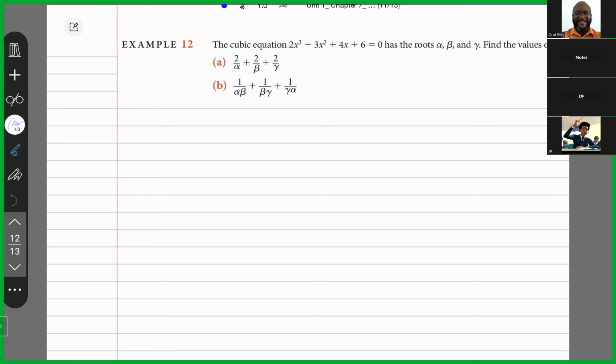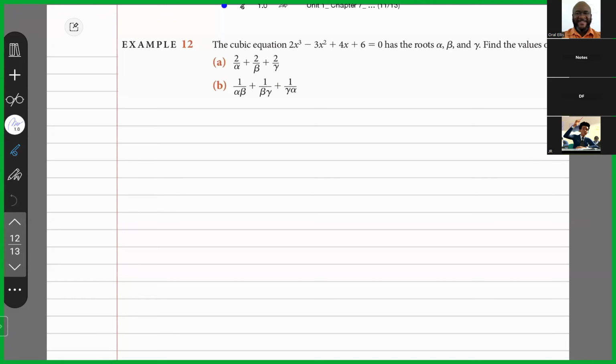All right, so example 12 says the cubic equation 2x cubed minus 3x squared plus 4x plus 6 is equal to 0 has roots alpha, beta, and gamma. We're to find the value of 2 over alpha plus 2 over beta plus 2 over gamma, and 1 over alpha beta plus 1 over beta gamma plus 1 over gamma alpha.